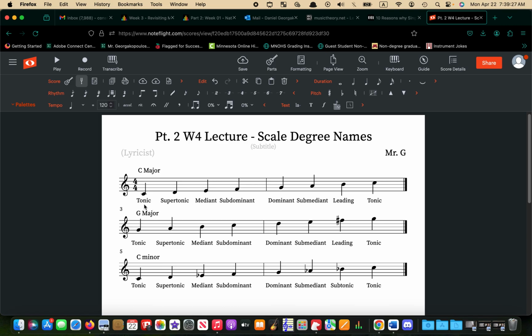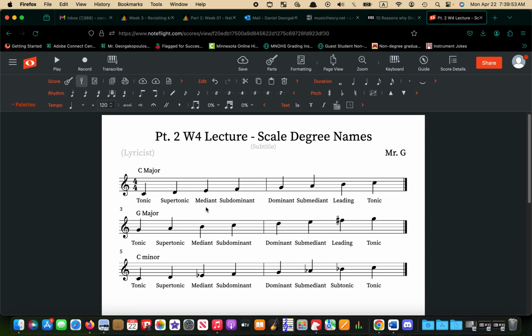And the names themselves, they're pretty self-explanatory. It's just remembering and memorizing them that is going to be a little bit tricky. But without further ado, let's go ahead and do that. Scale degree 1 is known as the tonic. Scale degree 2 is the supertonic. Super in this case meaning above, so above the tonic.